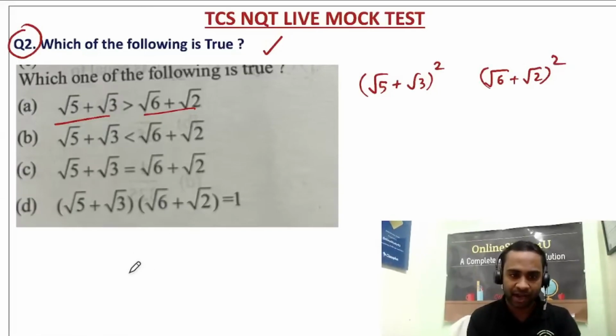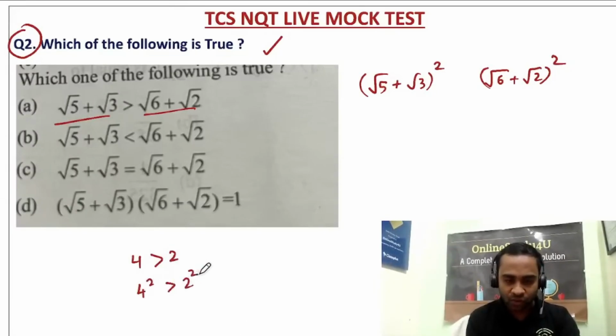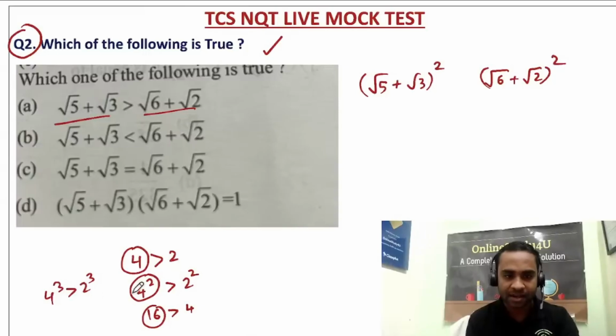Friends, please try to understand. If you have 4 and 2, right? So 4 is greater than 2. Now if you square both, then the left side value, which is greater, its square will also be greater. If you make a cube, then also the cube will only be greater because this value is bigger. So I am making a square.